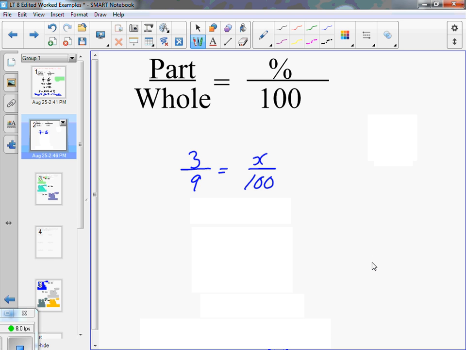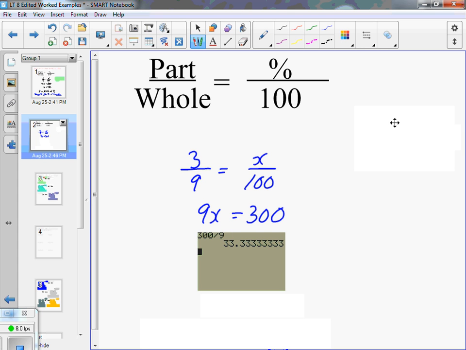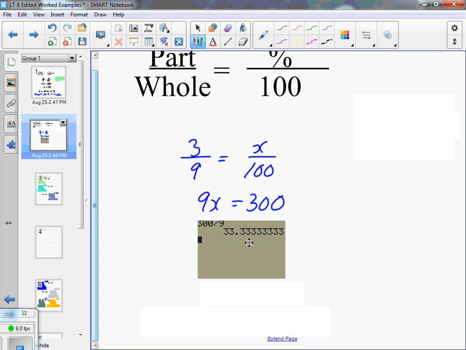Okay. Now, we do cross products. 9 times x equals 9x. 3 times 100 equals 300. Then we use our calculator to divide both sides by 9. And we get 33.33333. So just stop writing 3's whenever you get tired of writing 3's is sort of what it amounts to. I went ahead and said 33.33.